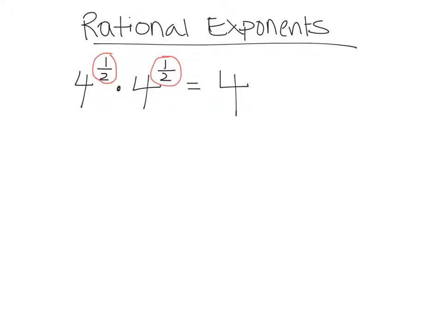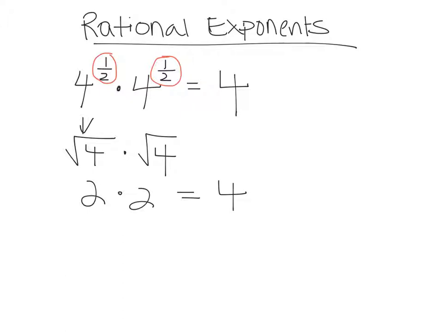So another way to write 4 to the power of a half is actually the square root of 4. Because the square root of 4 times the square root of 4 is like saying 2 times 2, which equals 4.